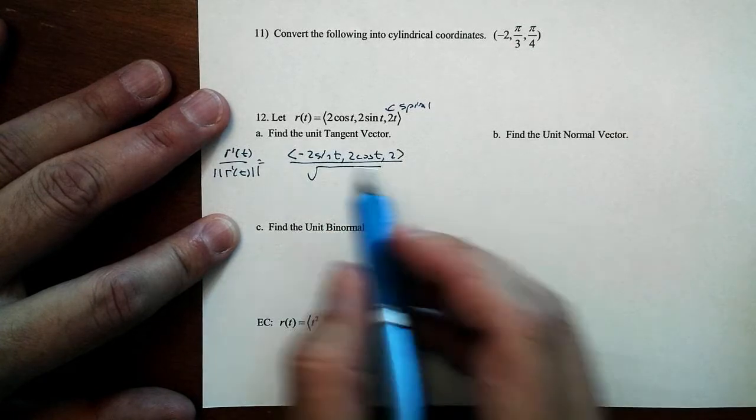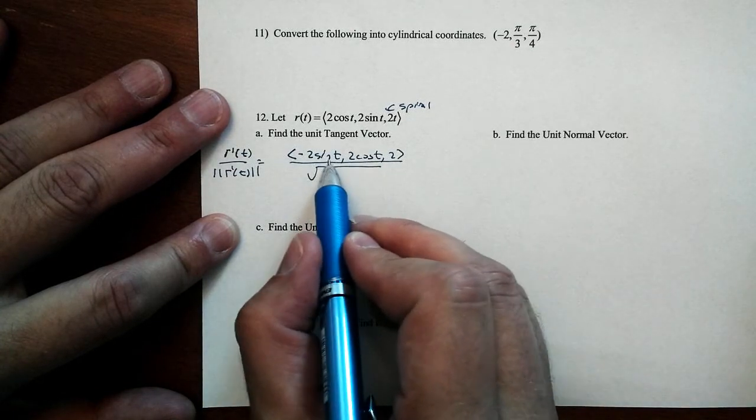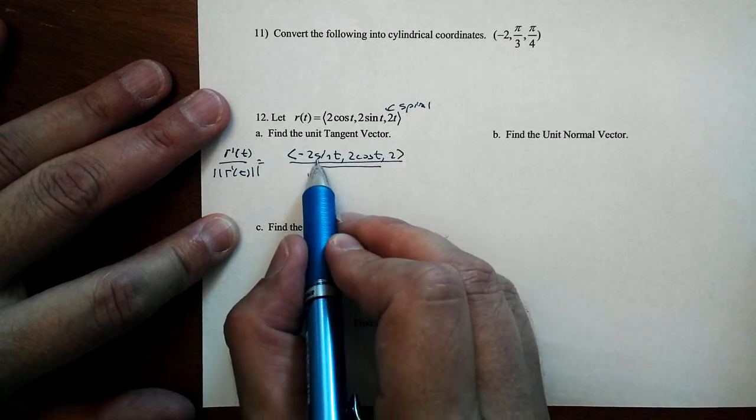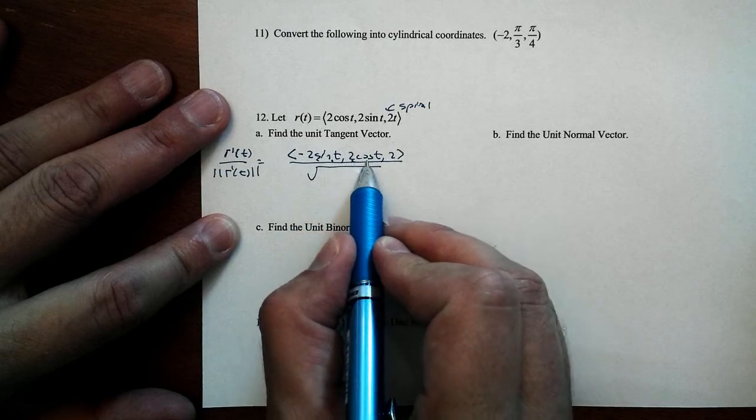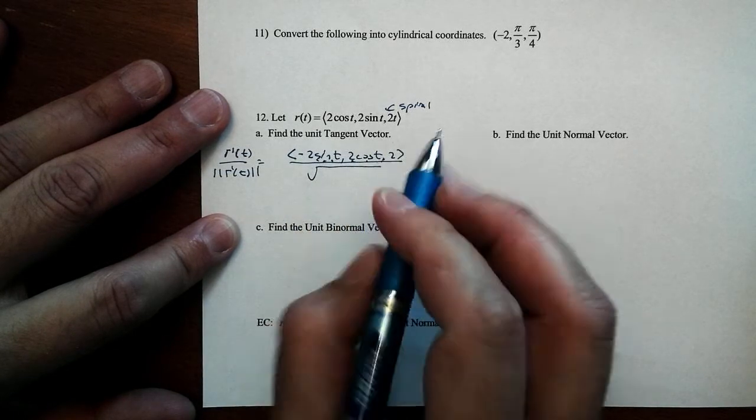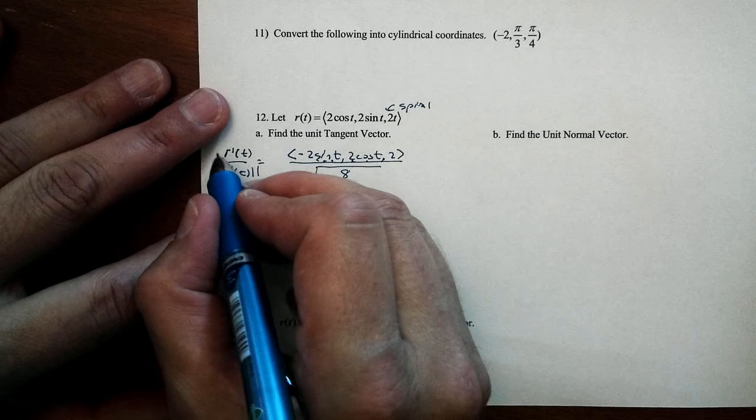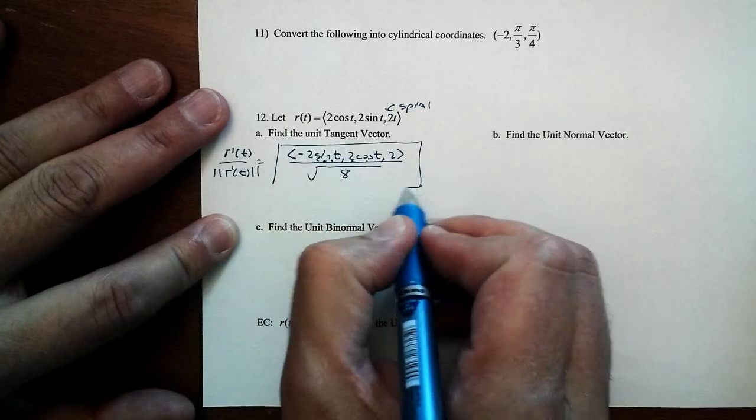Now we should be getting pretty good at this. This is just a circle, so this is just going to be 4 sine squared plus 4 cosine squared, which is just 4 plus 4, or root 8. And there is our unit tangent.